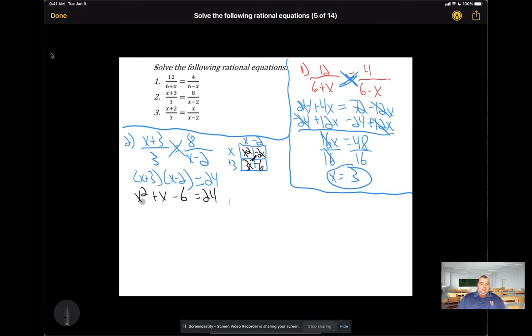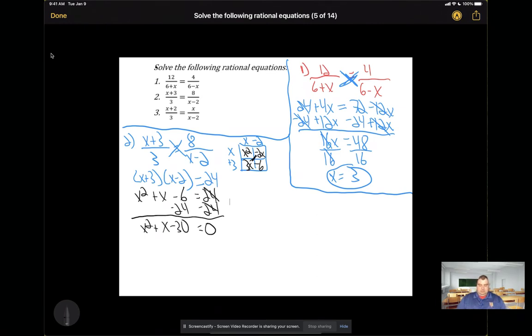You can see here, this is going to be a quadratic, which means I need to rewrite this so that it's set equal to 0. In order to do that, I'm going to have to subtract 24 from both sides. So 24 minus 24 is 0. On the left-hand side, I'm going to end up with x squared plus 1x, and then negative 6 minus 24. Negative 6 minus 24 is going to be negative 30, right?